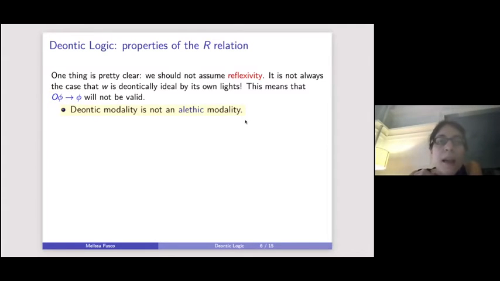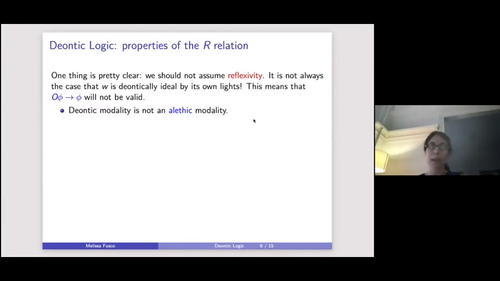Another way of putting that is that deontic modality is not an alethic modality, right? That something is necessitated deontically doesn't make it true. Alethic here meaning just true. So deontic logic is a logic in which for the relevant type of box, again, the O, box phi arrow phi is not valid. And that's because R is not reflexive.